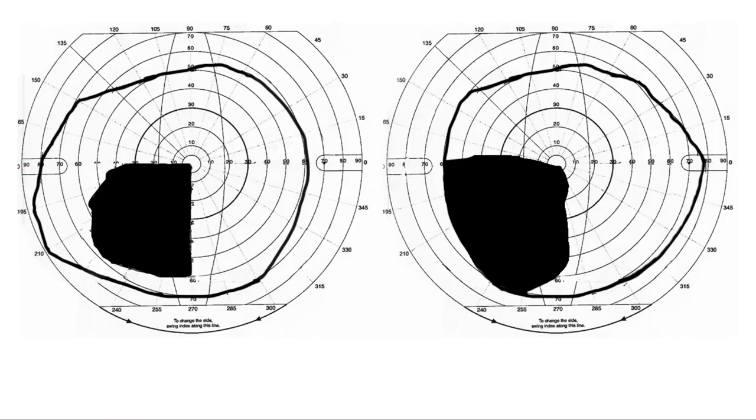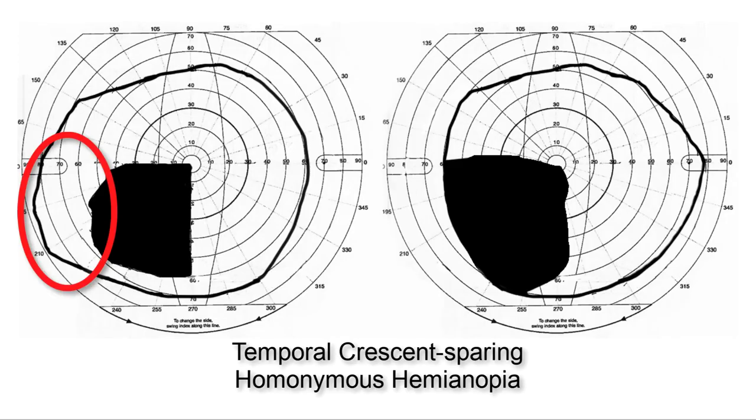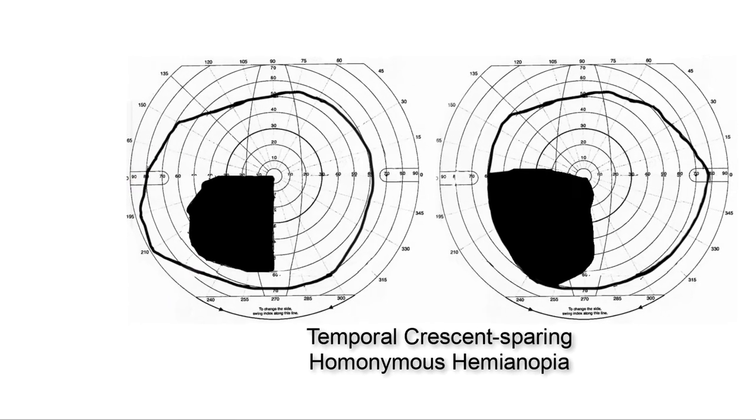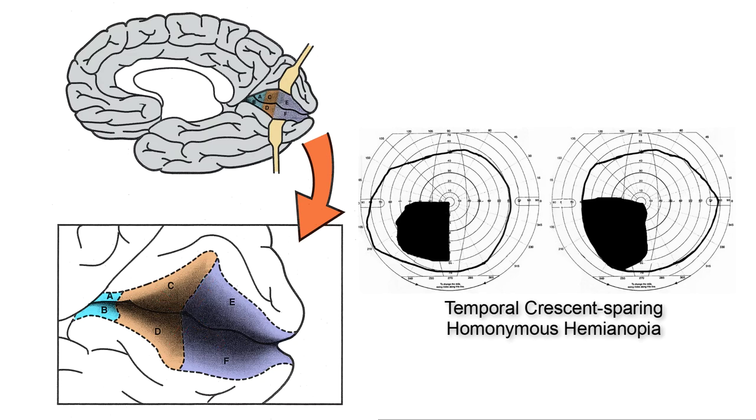Number 9. This is a temporal crescent sparing homonymous hemianopia. It is defined as a homonymous hemianopia that spares the peripheral crescent of the temporal field. This pattern indicates that the lesion did not damage the anterior visual cortex. The most common cause, again, is stroke.